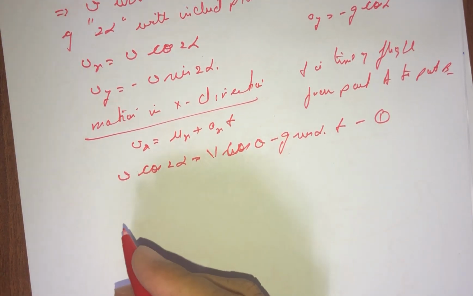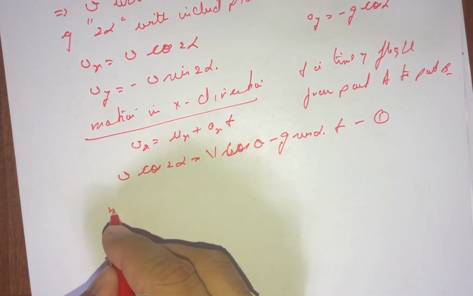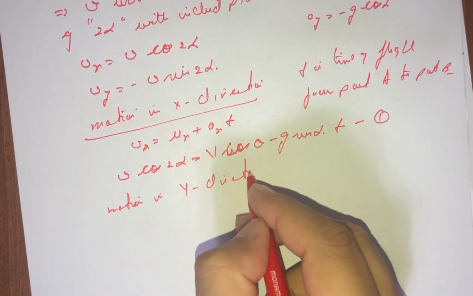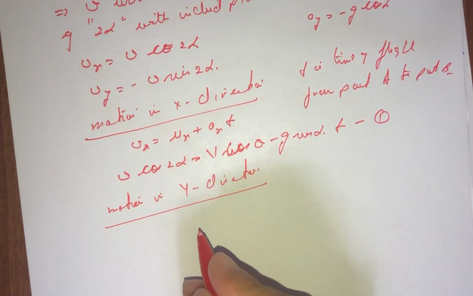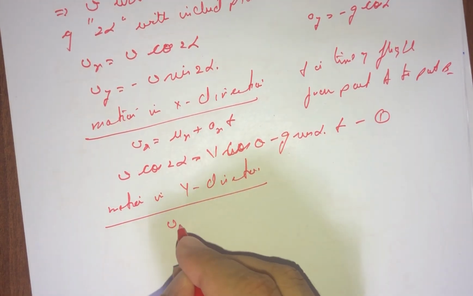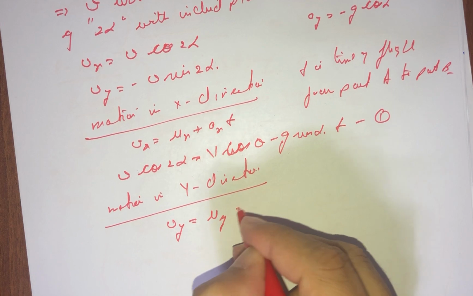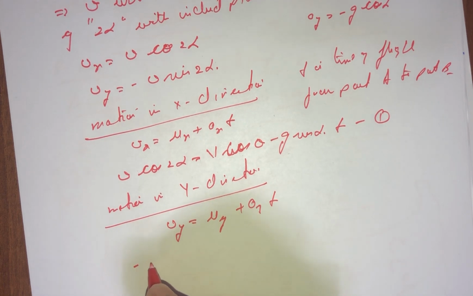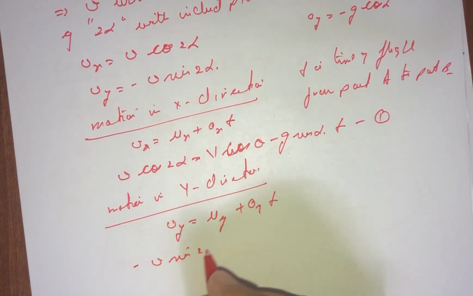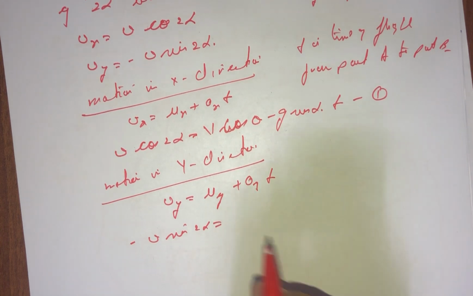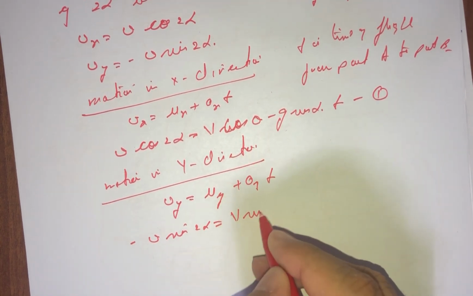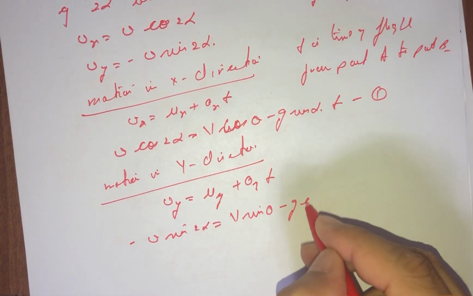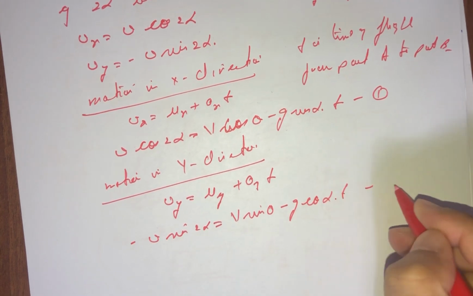Similarly, in the vertical direction, motion in y direction, we can write Vy is equal to uy plus ay into time t. Vy is minus V sin 2 alpha, is equal to uy, which is V sin theta, minus, and ay is g cos alpha, minus g cos alpha into t. Let's call this equation 2.